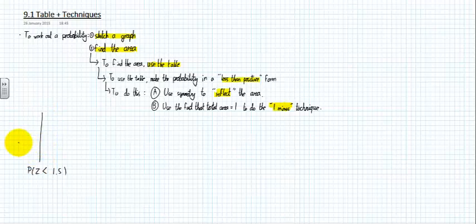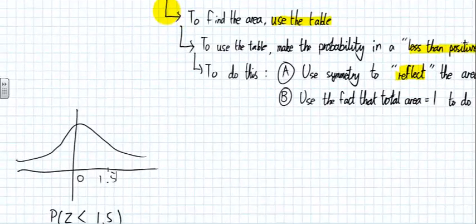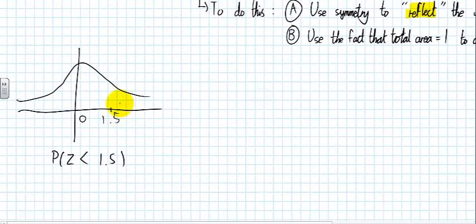So it says, number 1, to sketch a graph. Remember, all standard normal distributions have a mean value of 0, and it says to find the area. Well, let's first sketch the area. 1.5 is going to be to the right of 0, so let's mark 1.5, and they want the area of the section less than 1.5.